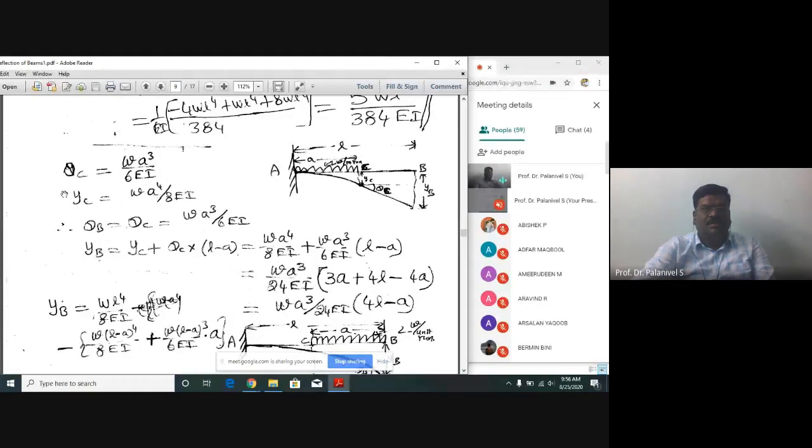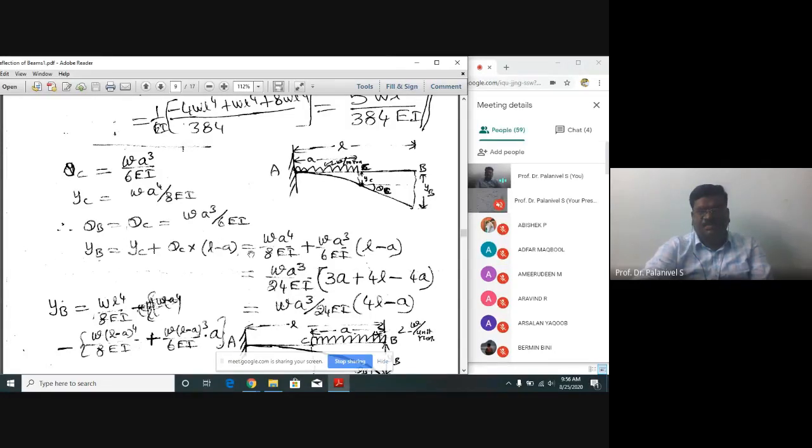So YC, theta C, I have written here. Next, theta B is equal to theta C, equal to this one, I just now explained. Now the deflection at the free end YB equals YC plus, as I told you in the very beginning, theta C into L minus a. You have to write like this. The expression whatever you have got, I have substituted here. This way it can be determined.